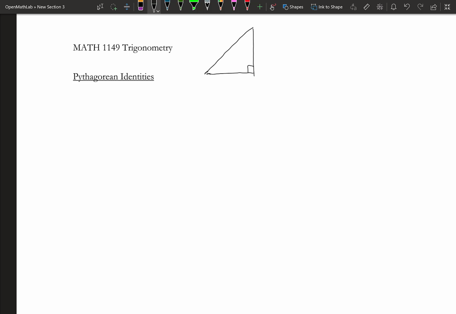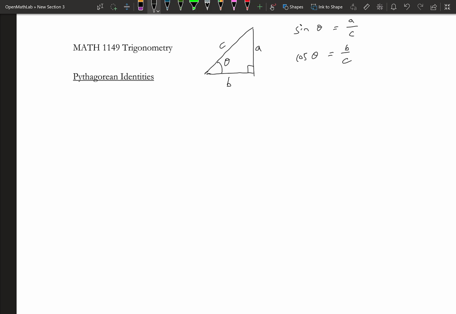I'm going to call this angle theta. I'm going to call this side A, this side B, and this side C. So sine of theta is equal to the opposite, which would be A, over the hypotenuse, which is C. And then also, if I want to find cosine of theta, this would be equal to the adjacent side, which is B, divided by the hypotenuse, which is C.